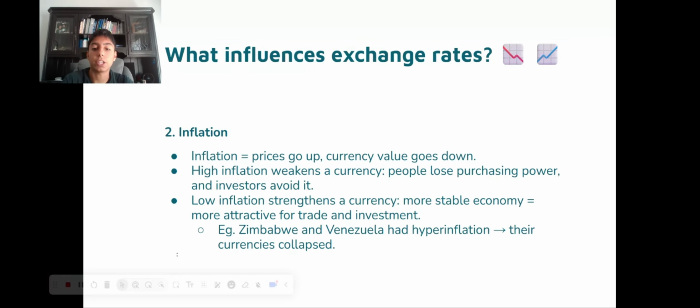The second is inflation. Inflation means prices are rising. That's bad for currency. If you can buy less with the same amount of money, the currency is losing its value. High inflation means weak currency. An example: Zimbabwe once printed so much money that inflation hit over 79 billion% in 2008. People needed wheelbarrows of cash just to buy bread. The Zimbabwean dollar eventually collapsed. Low inflation, on the other hand, signals a stable economy, which attracts investors and strengthens the currency.